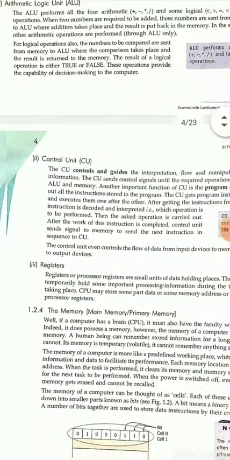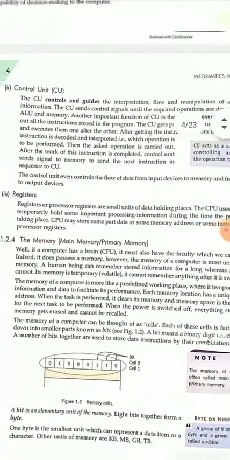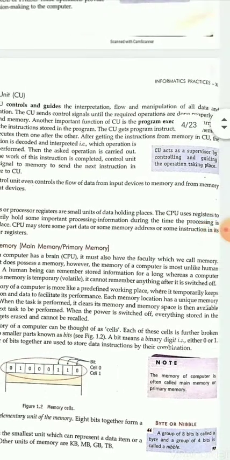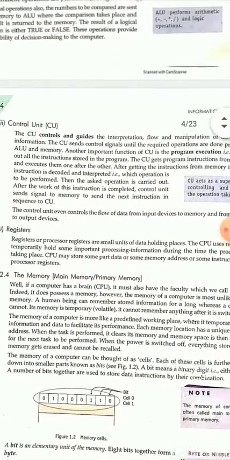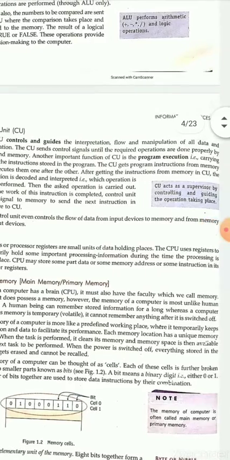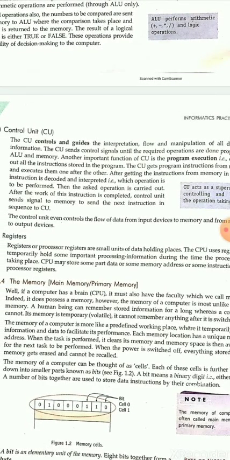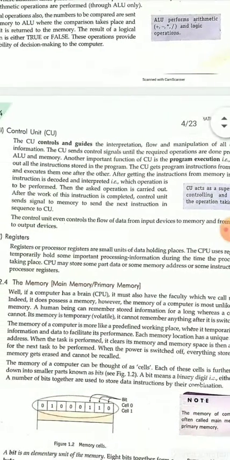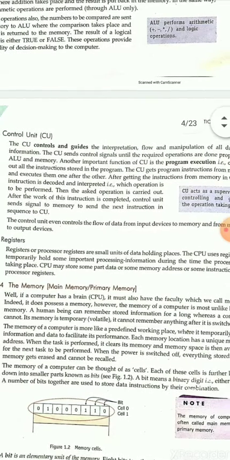Then after, we have the CU. The CU, that is control unit of the computer, guides the interpretation, flow and manipulation of all data and instructions. CU sends control signals until the required operations are done properly by ALU and memory. In other words, we can say that CU manages all functioning of the computer. Another important function of CU is program execution, that is carrying out all the instructions stored in a program.